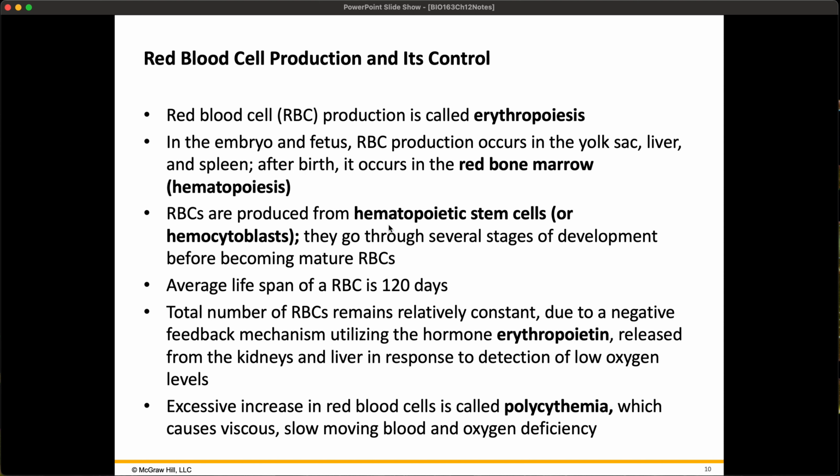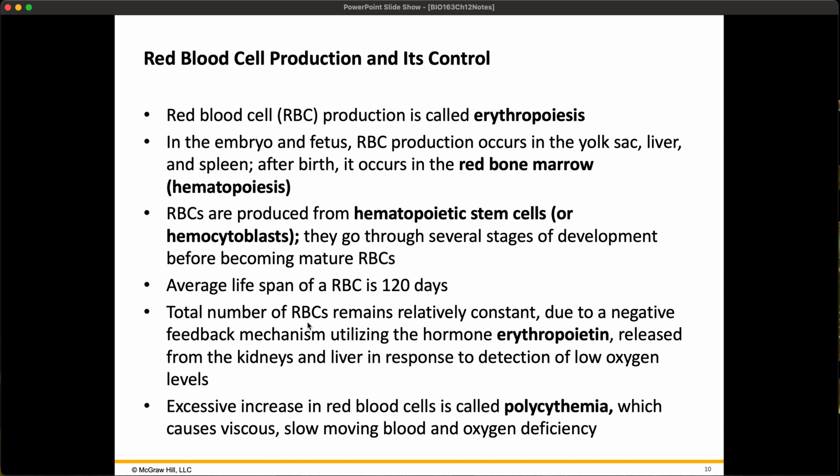Red blood cells come from hematopoietic stem cells. We call them hemocytoblasts. And so we'll see that these stem cells have this ability to differentiate not just the red blood cells, but also some of our white blood cells. The average lifespan for a red blood cell is about 120 days, so about 3 months. So every 3 months or so, you have all brand new red blood cells circulating through your body.